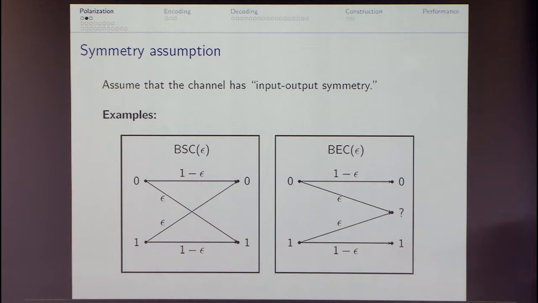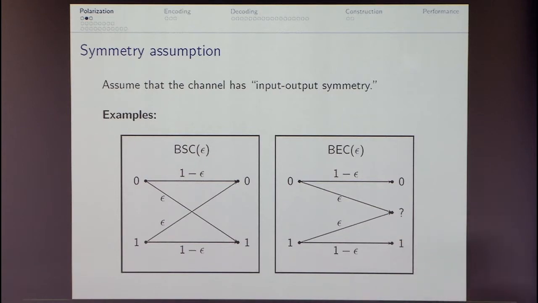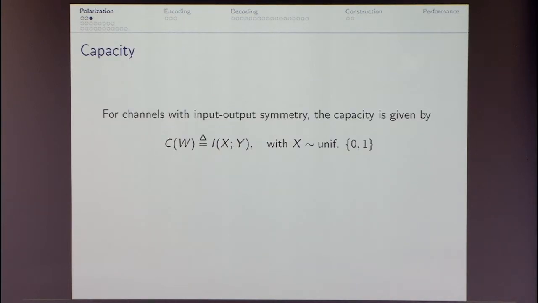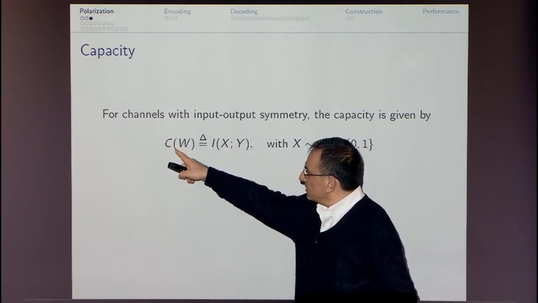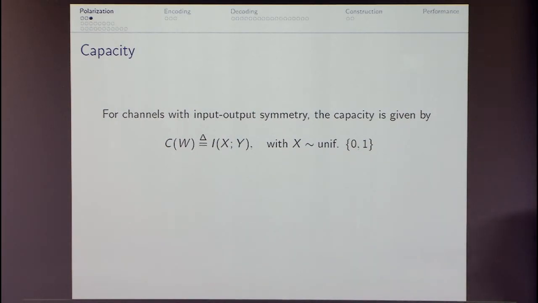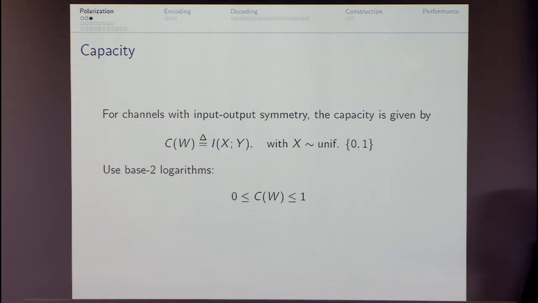So essentially, there will be two easy example channels that we will use, the binary symmetric channel and the binary erasure channel. These are symmetric channels. The capacity is achieved by the uniform distribution. And the channel capacity is going to be denoted by C of W. It's the mutual information with X uniform on the input alphabet because of the assumption that the channel is symmetric. So using log2 logarithms always, this number here will be between 0 and 1.